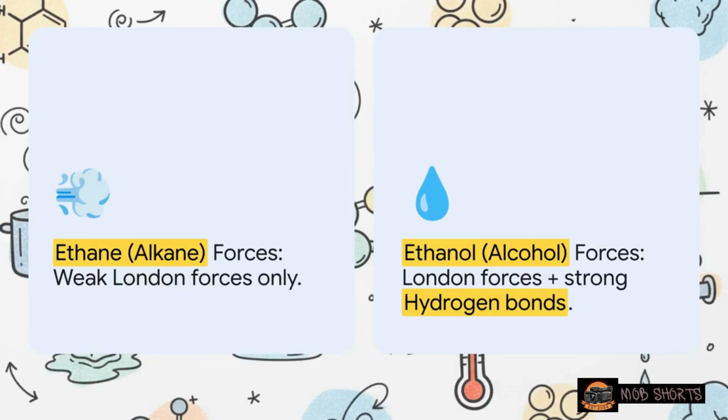Okay, now for a classic showdown you'll definitely see. An alkane versus an alcohol of about the same size. Ethane, on the one hand, only has those weak London forces holding it together. But ethanol, well, because of that special OH group, it has London forces plus those super strong hydrogen bonds between its molecules. And believe me, that hydrogen bonding is an absolute game changer.